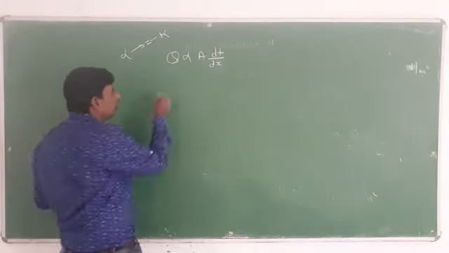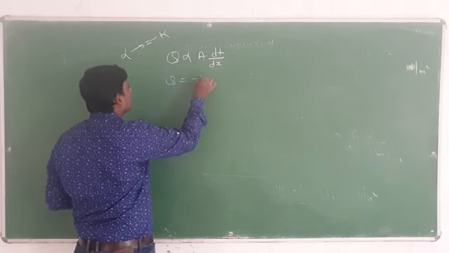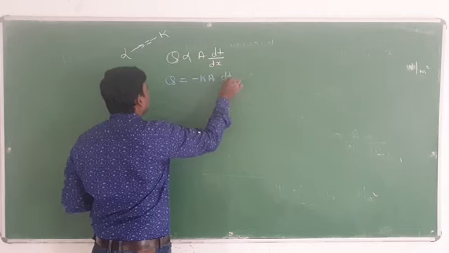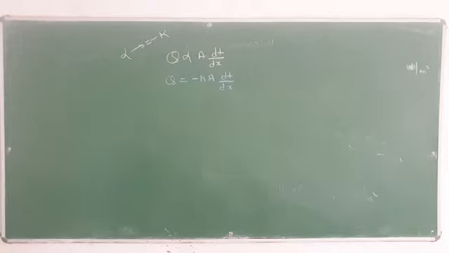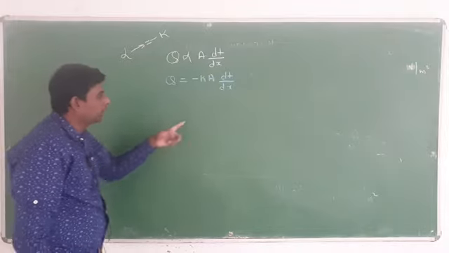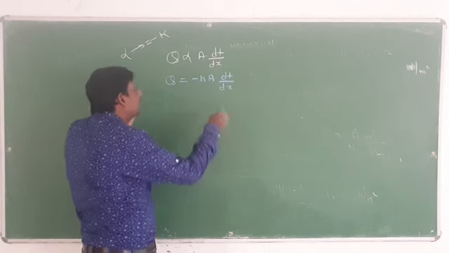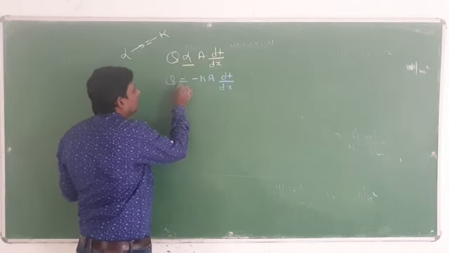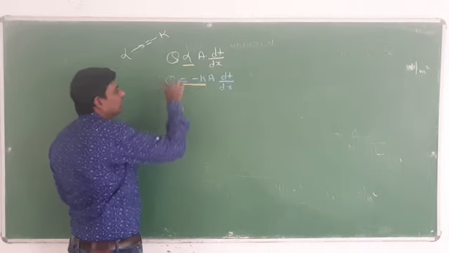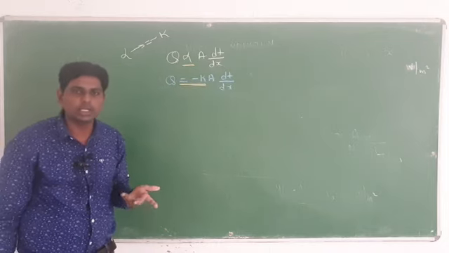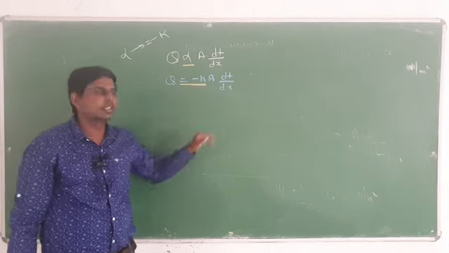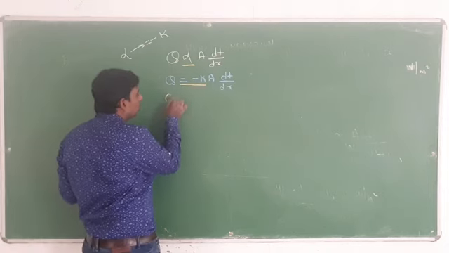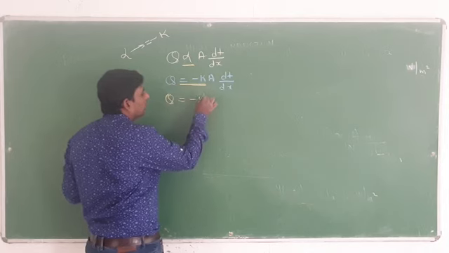So Q is equal to minus kA dT by dx. In place of the proportional sign, I removed it and introduced minus kA. After that, write down Q equal to minus kA as it is.